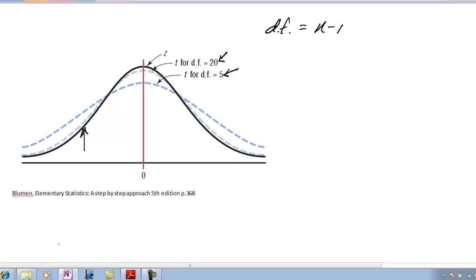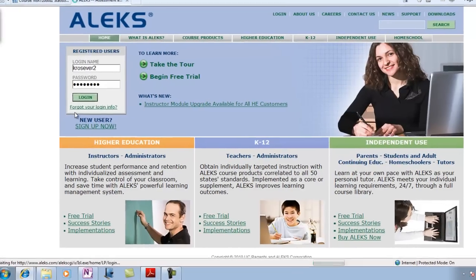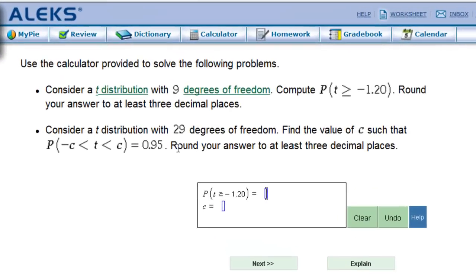Now, understanding that, we can then go into ALEKS and start doing some problems. So let me log in. So here's a t-distribution type problem. It says consider a t-distribution with 9 degrees of freedom. So when it says 9 degrees of freedom, we know the sample size was 10. And it wants us to compute the probability of a t-score that is greater than or equal to negative 1.20.